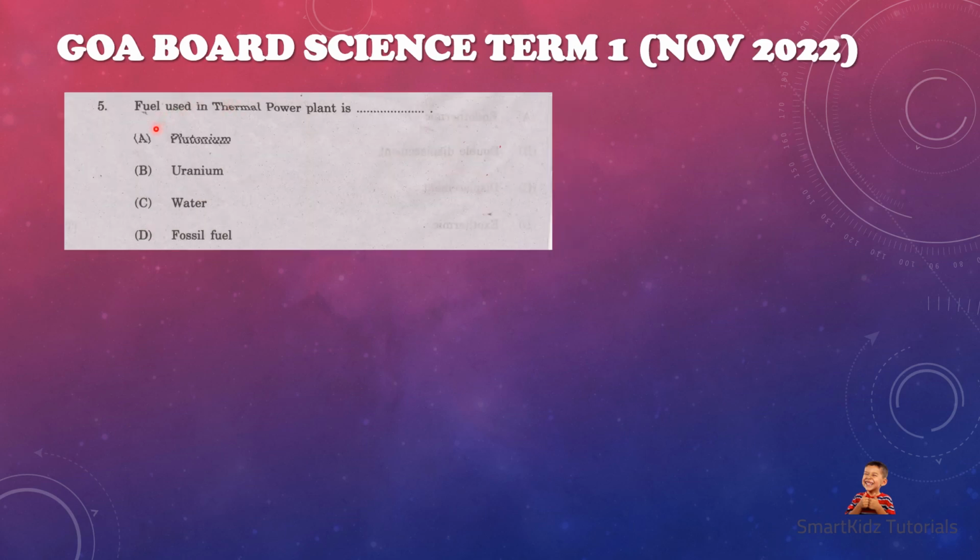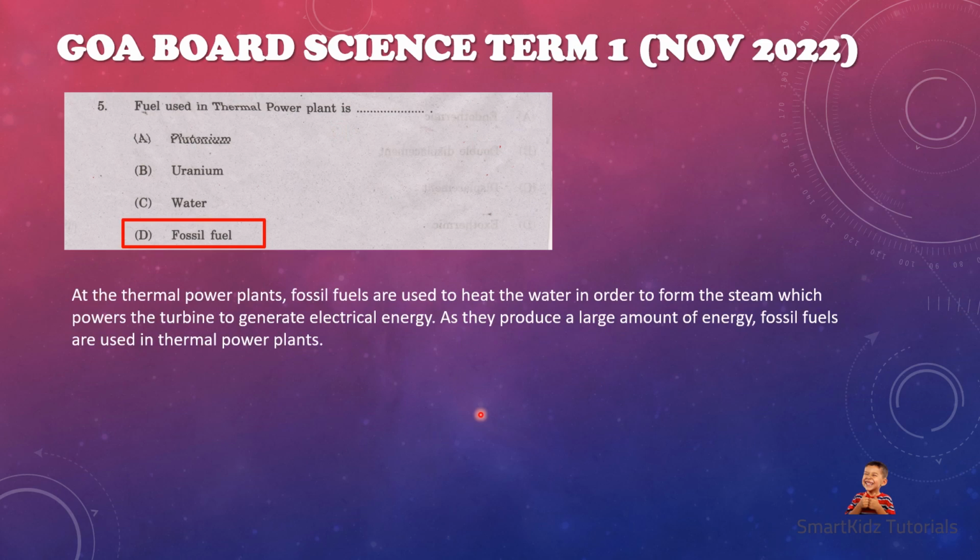Next question. Fuel used in thermal power plant is fossil fuel. So fossil fuel consists of dead decaying living matter, over a period of years. At the thermal power plant, fossil fuels are used to heat water in order to form steam, basically burning of wood and so forth, coal, which powers the turbine to generate electrical energy. And as they produce a large amount of energy, fossil fuels are used in thermal power plants.